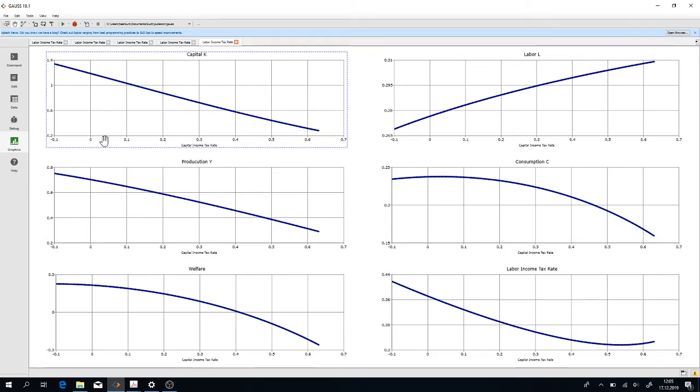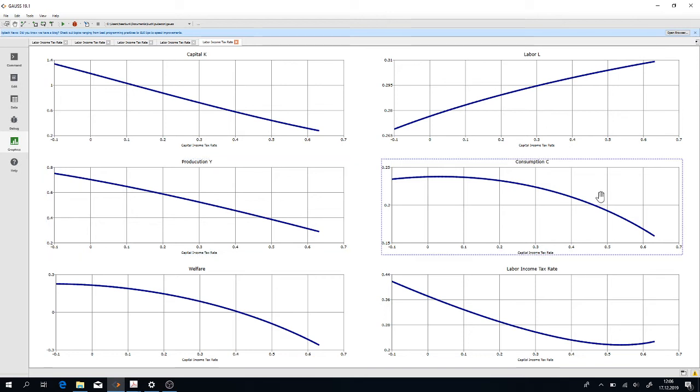So from the benchmark case with 41%, we increase capital from 0.6 to 1.2, 1.3 in the case of zero capital income taxes. So therefore savings almost doubles, while labor supply only decreases by less than 10%. So as a consequence of the capital stock doubling while labor supply only declines by a little less than 10%, our production increases with lower capital income taxes and higher labor income taxes.